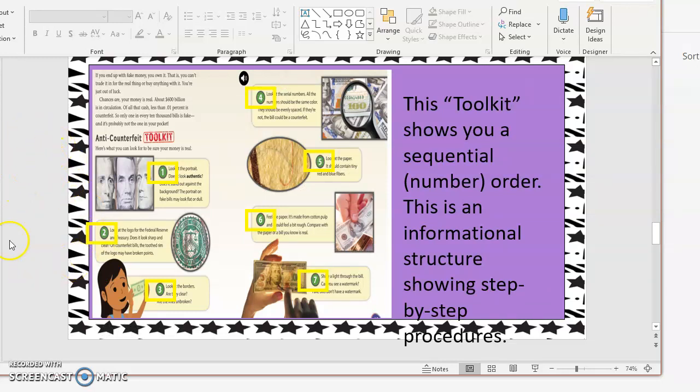All right, let's take a look at this toolkit. So in your reading, this toolkit will show you things in order. This informational structure is showing you things step by step. So first look at this, then this, 3, 4. So you just follow the order and look at those things in the order to help you get a better understanding.